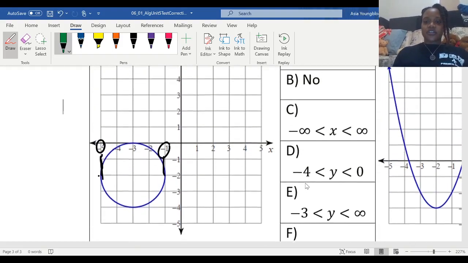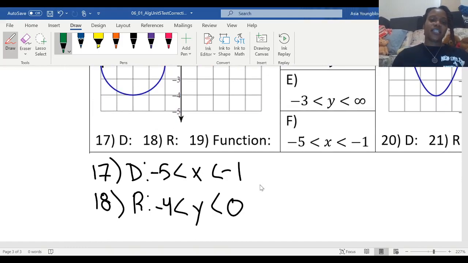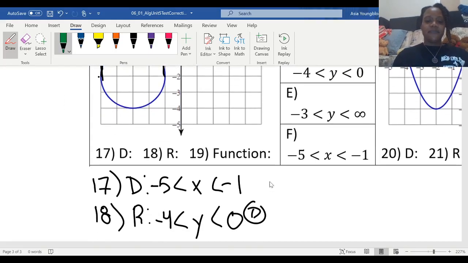So if we look at our multiple choice options, we see that number 18 is going to be D. And number 17 is going to be F.